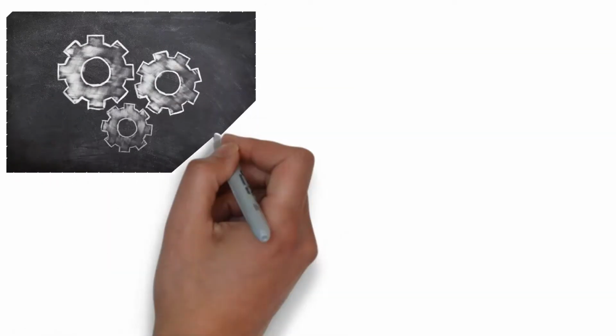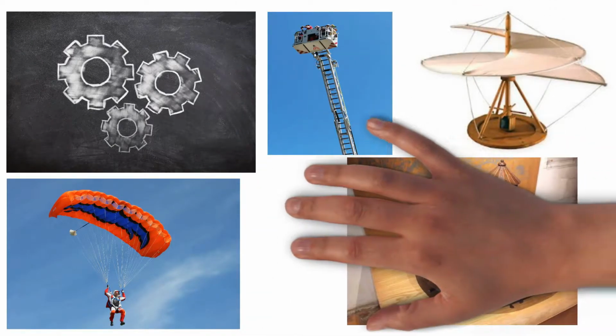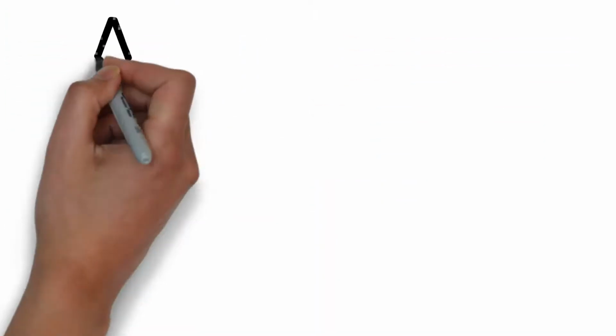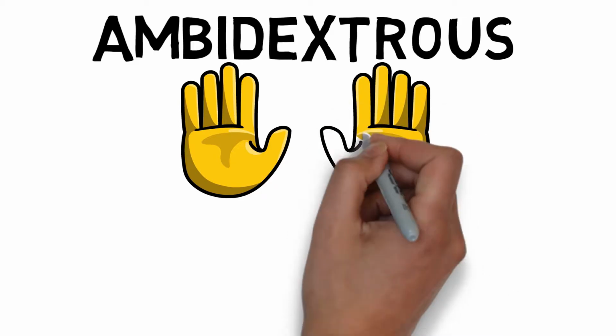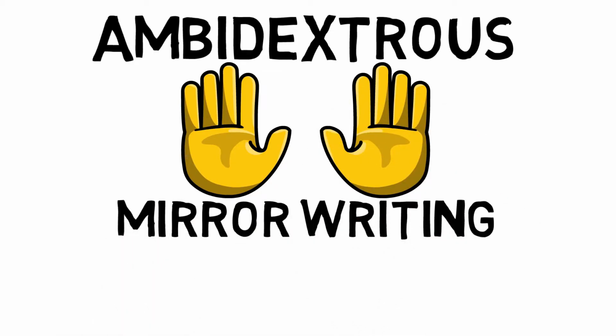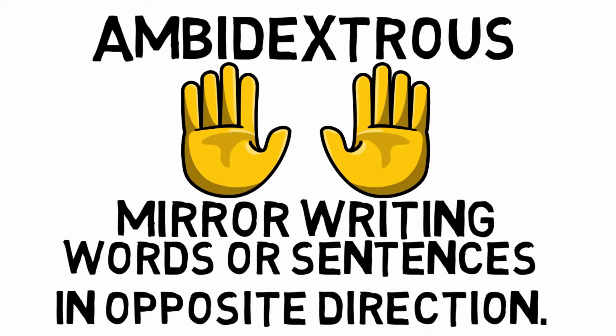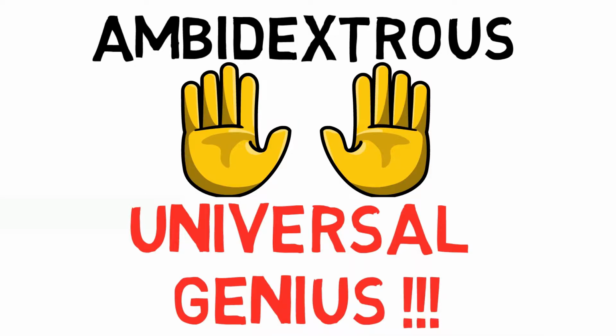If we talk about his inventions, he is credited as the inventor of the parachute, helicopter, expandable ladder and tank and many more. And he was ambidextrous. Ambidextrous are those people who are able to write with both hands, and he was also able to write in mirror writing, means words and sentences in the opposite direction. He had done many extraordinary things in his life. That is why he is called a universal genius.